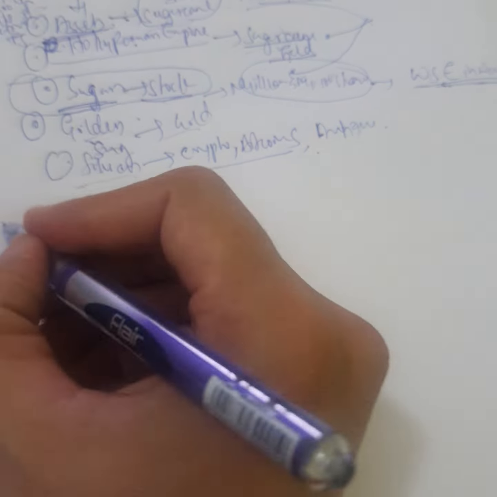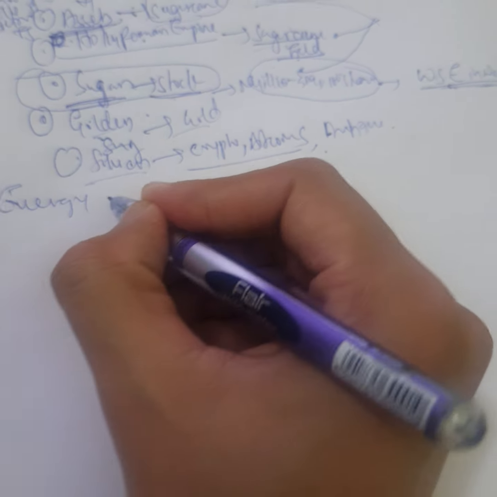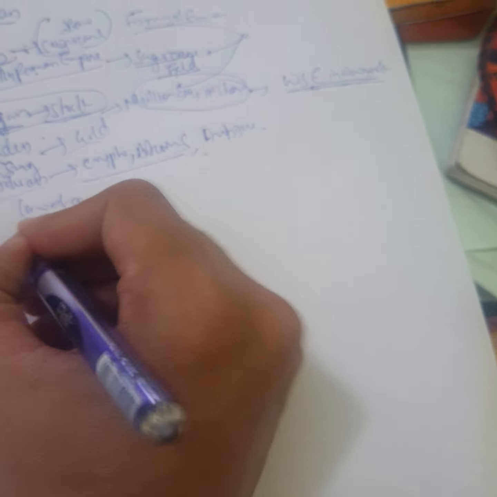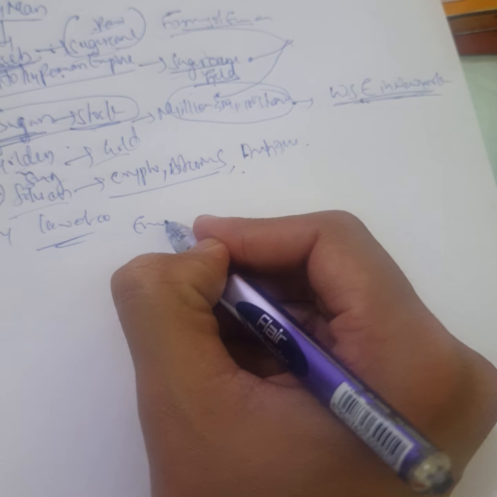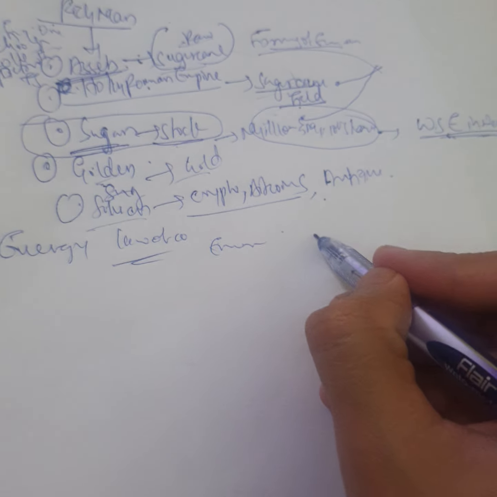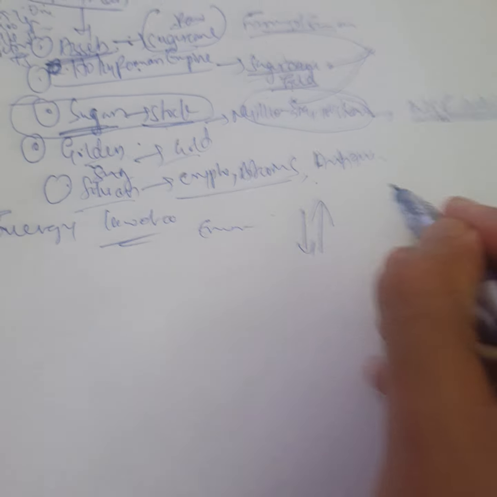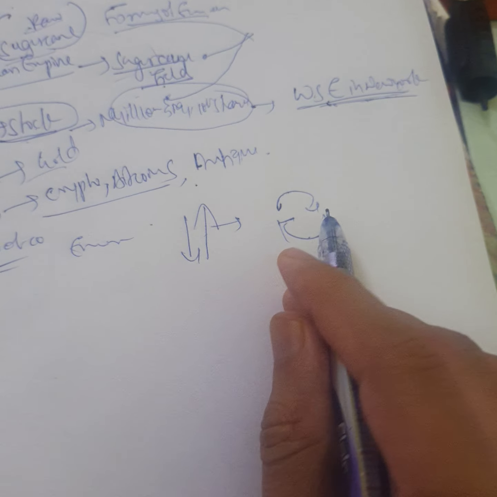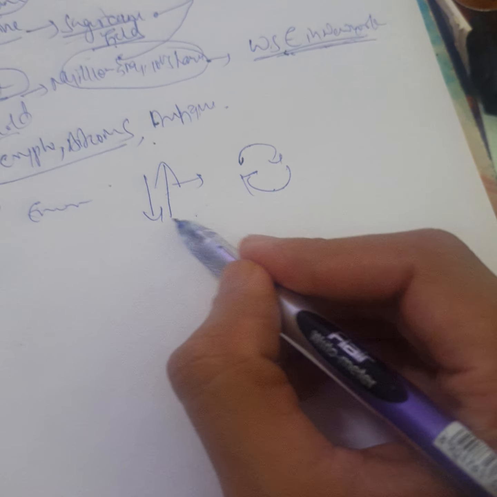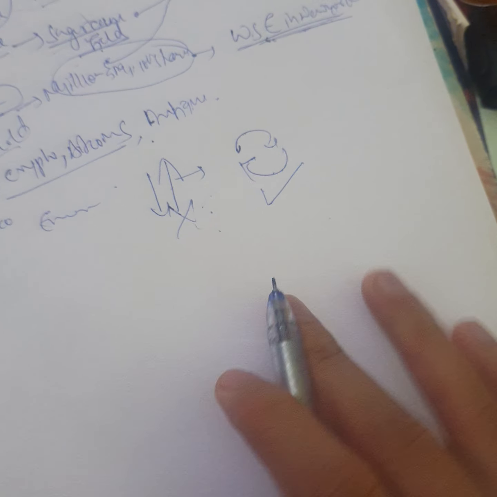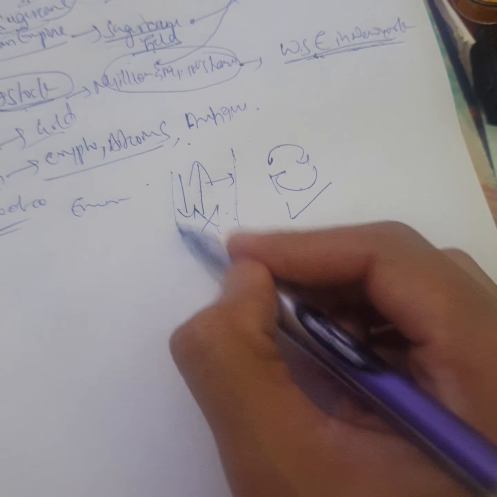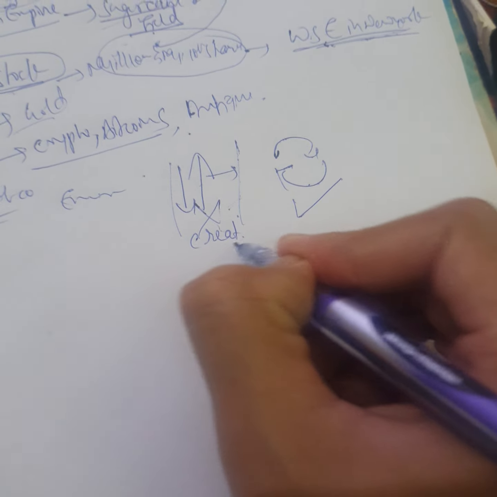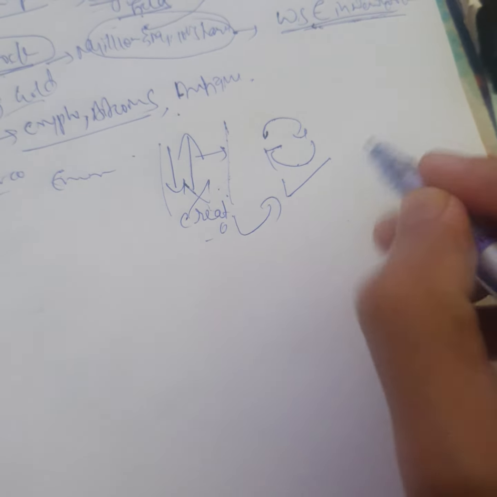You know the energy formula. Law of conservation of energy: energy can neither be created nor be destroyed, but it can be converted from one form of energy to another form. This thing will not happen, this thing will happen. It will not be created, it will not be destroyed, but it can be converted from one thing to another.